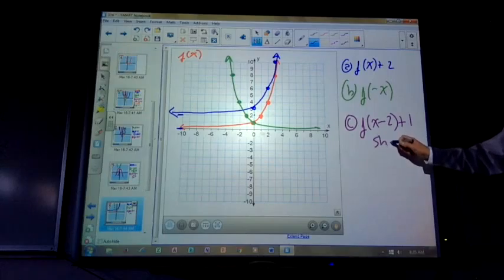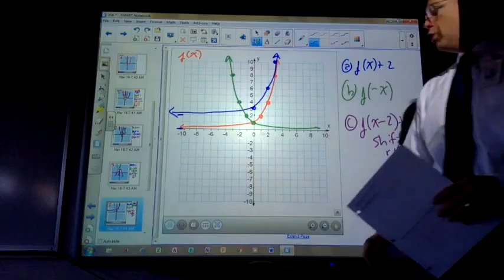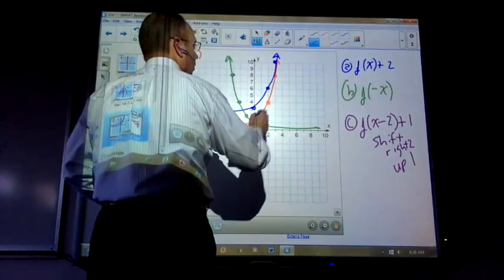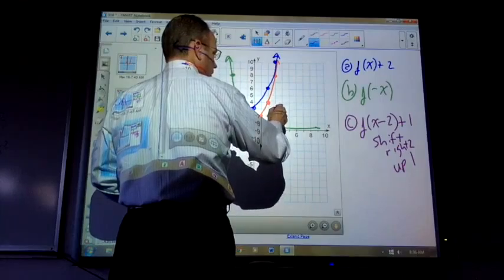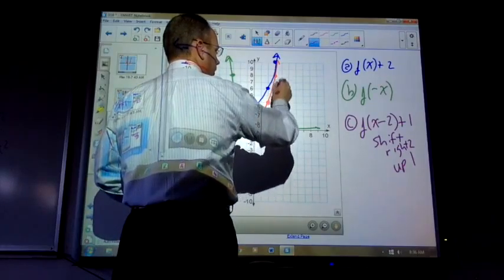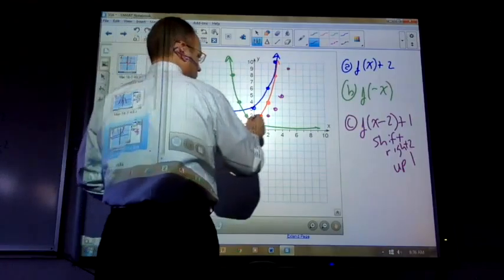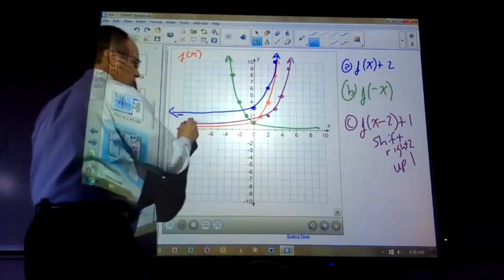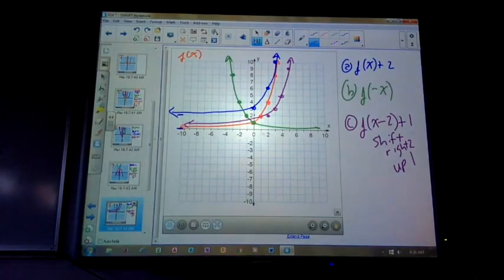Shift. Which way? Right 2, up 1. Right 2. Up 1. Right 2. Up 1. All right. Shh. So, right 2. 1, 2. Up 1. Right 2. Up 1. Right 2. Up 1. Right 2. Up 1. So oh, yeah. I see.